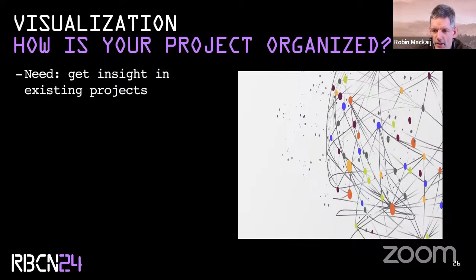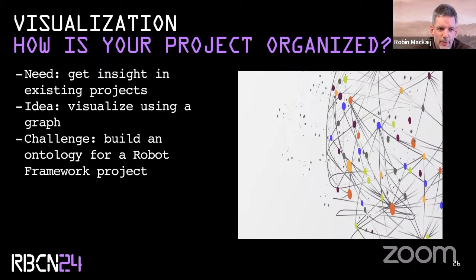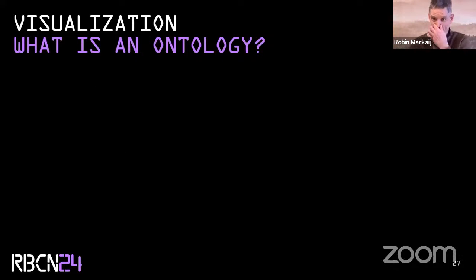Getting insight in existing projects. How is this tied together? What is happening? Why is it? What is happening, where can I find things? So I had this idea of visualizing a project using a graph. And so the challenge I set for myself: can I build an ontology for a Robot Framework project? You'll probably ask, what is an ontology?